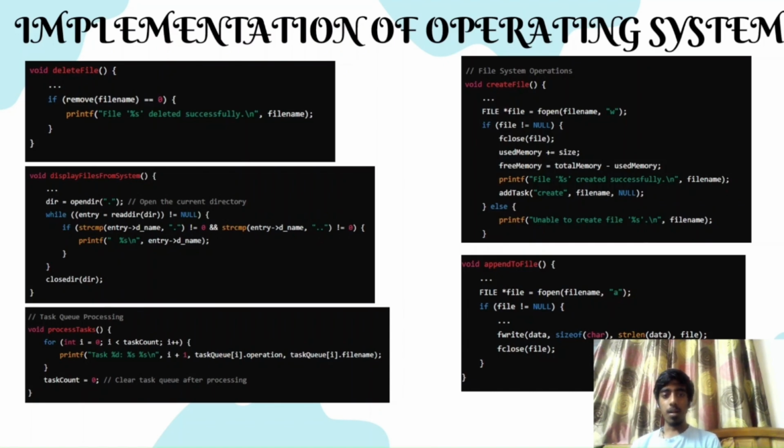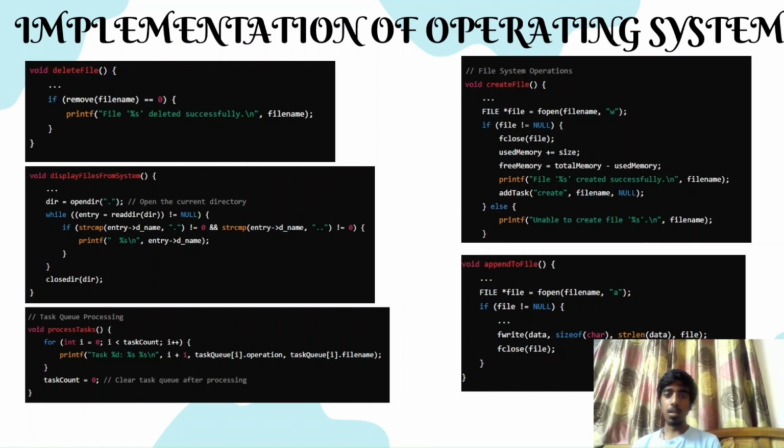While loop: entry is equal to read directory not equal to null. This loop continues as long as there are more entries to read in the directory. In each iteration, read directory reads the entry in the directory and stores it in an entry variable. Here the if statement checks if the current entry is not the special entries representing the current directory or the parent directory. If the condition is true, it prints the name of the current file or directory to the console. After the loop is finished, the line closes the directory stream using close directory.